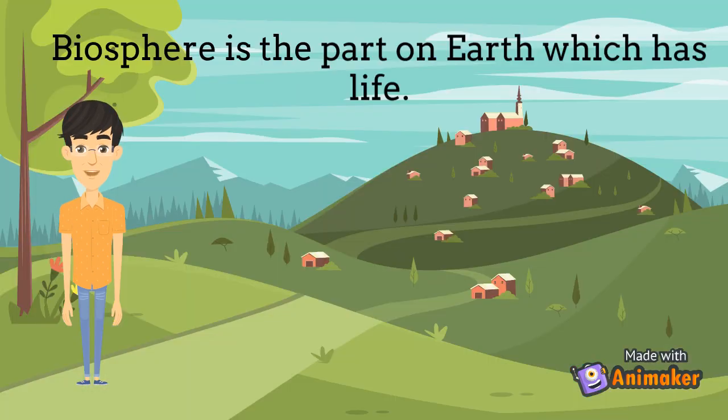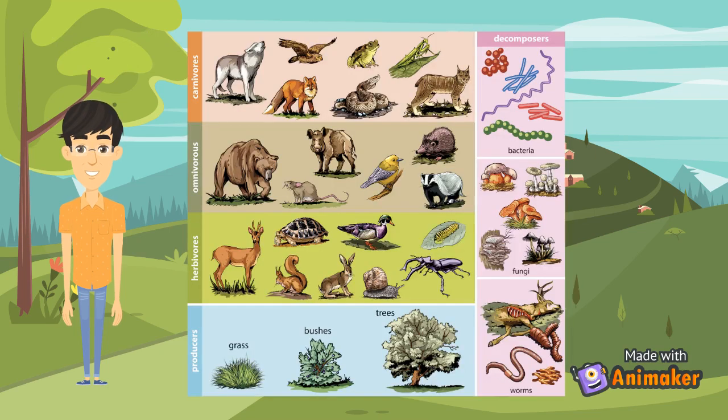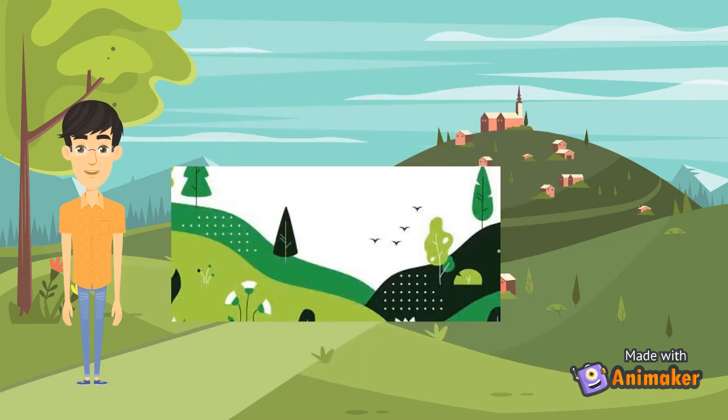Now let's move on to biosphere, which is the part of Earth which has life. This includes humans, plants, and animals. The place where an animal lives is called an ecosystem. The place where a plant lives is called a soil.